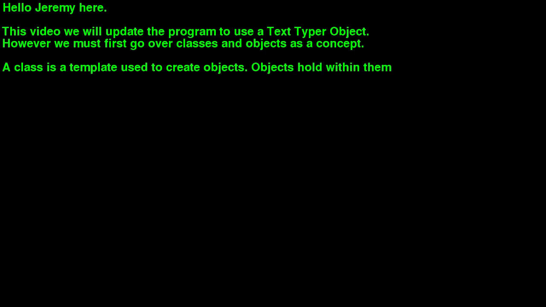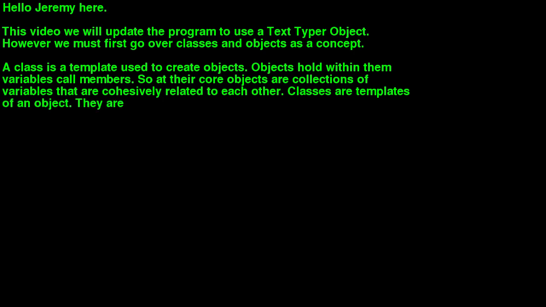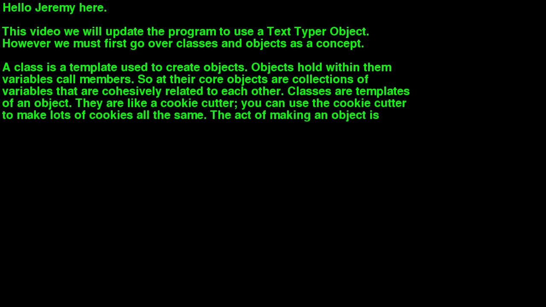A class is a template used to create objects. Objects hold within them variables called members. So at their core, objects are collections of variables that are cohesively related to each other. Classes are templates of an object. They're like a cookie cutter. You can use the cookie cutter to make lots of cookies that all look the same. The act of making an object is called instantiating a class.